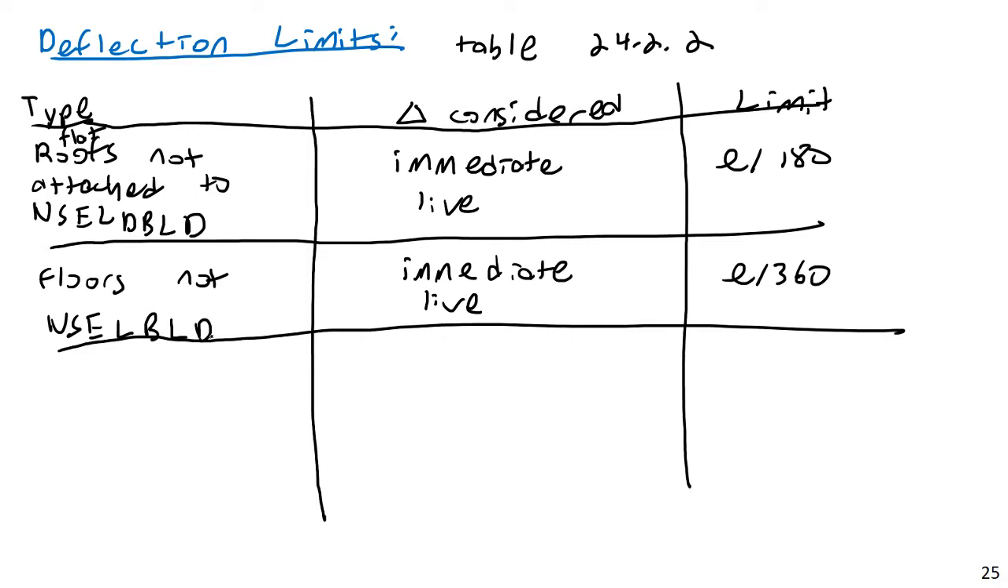So in other words, there are none. You can use this limit, checking the immediate live, if your floor or roof is not supporting anything that's going to be damaged by big deflections. Like, if your floor is not supporting brittle brick or drywall or something like that, you can use these limits here.